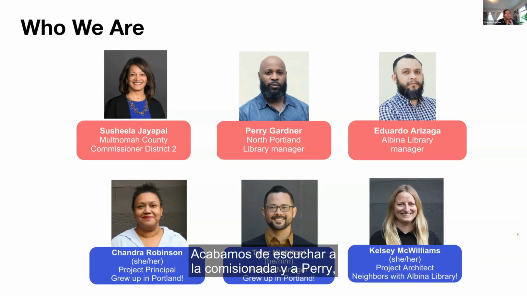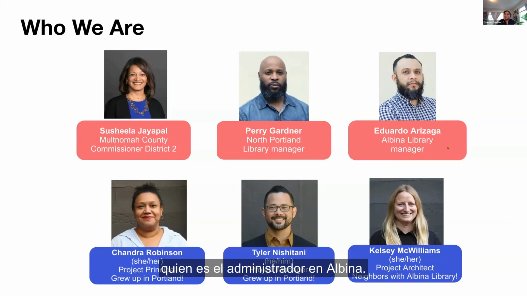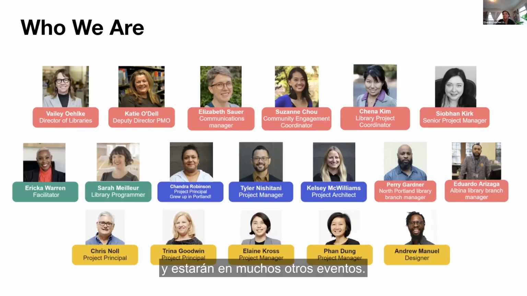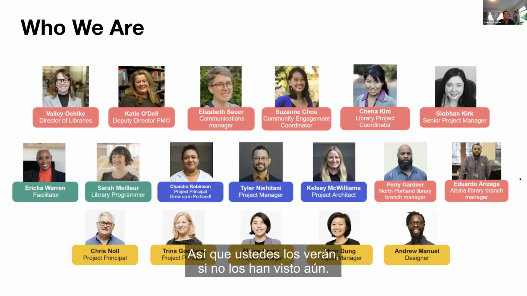So we just heard from the commissioner and from Perry, who is the administrator at the North Portland Library. Other times you will also probably hear from Eddie, who's the administrator at Albina. And these are the design team members that you're going to hear from a lot today. But we do have a really large team of Multnomah County and Multnomah County Library staff and many other design team members who are a very big part of this project. And you may have actually met some of them already at another Zoom meeting at the end of September, or possibly at the farmers market, and we'll be at lots of other events. So you'll get to see them if you haven't yet.